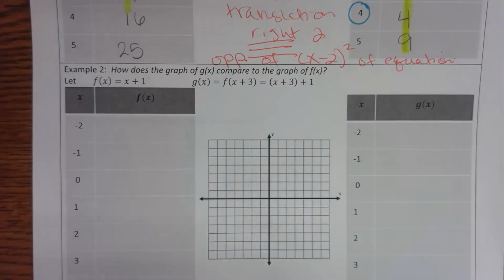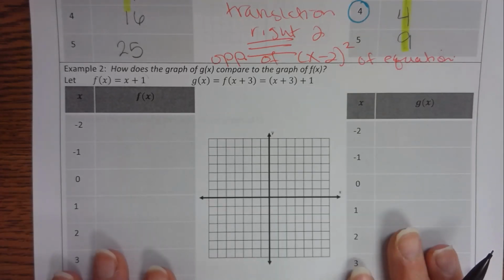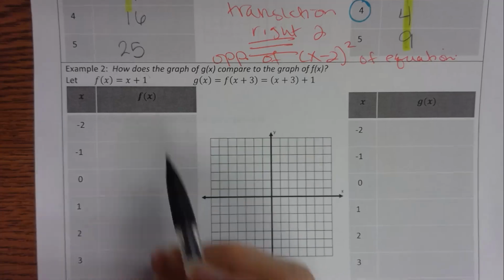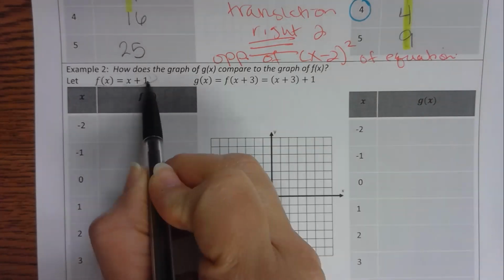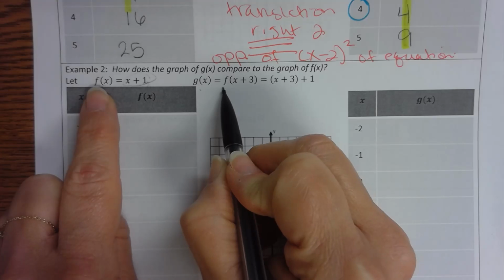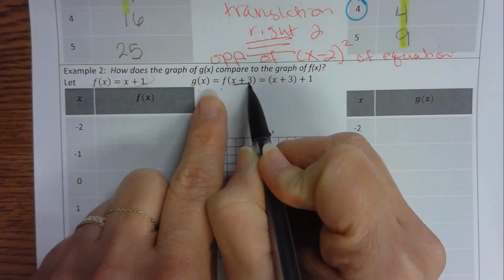So you tell me what's happening. Vertical translation, horizontal translation, up, down, left, or right. Okay, without having to do the tables. But when you're learning it at first, we want to look at the tables so you can see what's happening. Okay, so f of x is x minus 1. G of x takes the original function, f, okay, and changes the input.